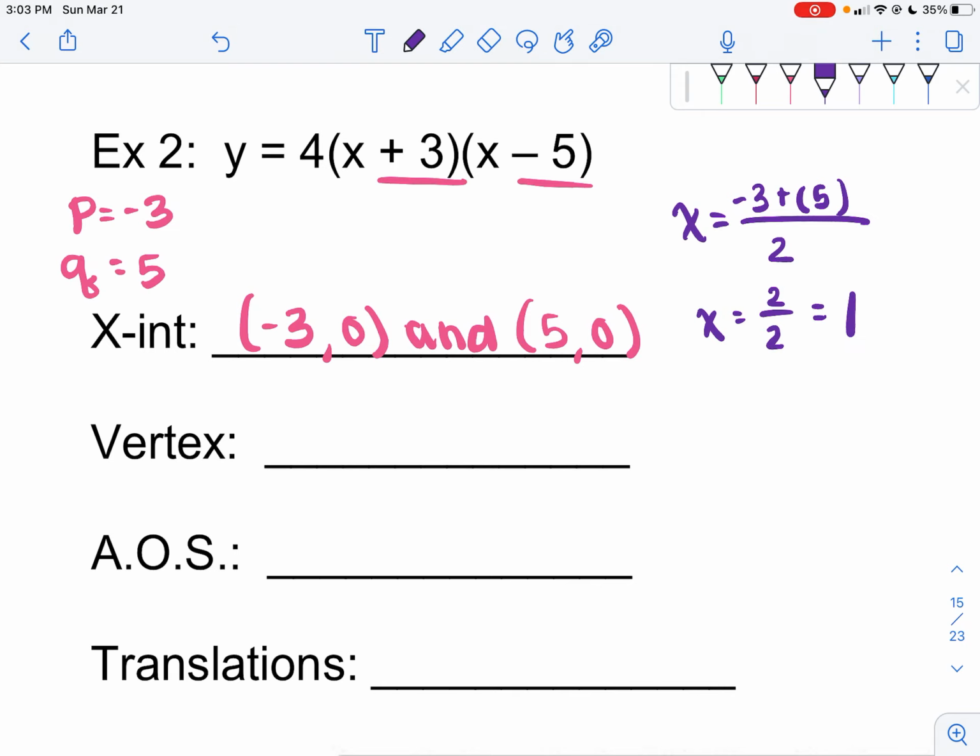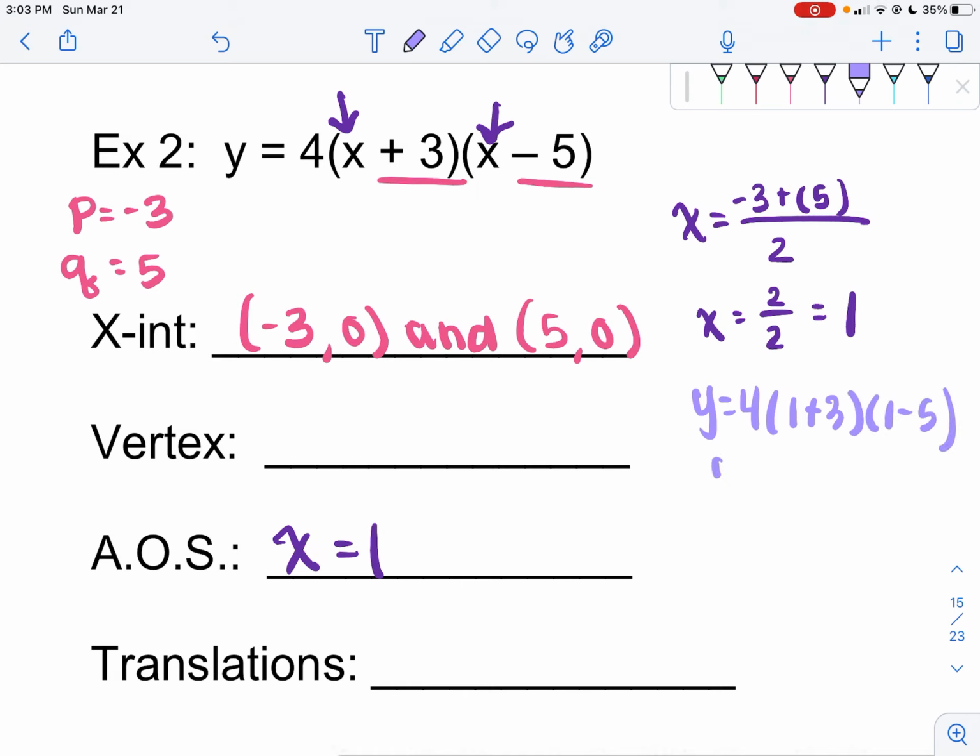Remember, the x value of our vertex gives us our axis of symmetry, so our axis of symmetry here is x equals 1. Now everywhere we see an x in our problem, we are going to put in 1. So y equals 4 times 1 plus 3 times 1 minus 5. So do inside the parentheses first. 1 plus 3 is 4. 1 minus 5 is negative 4.